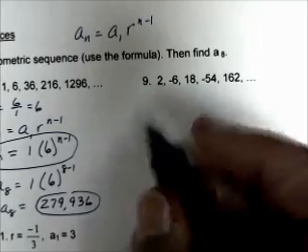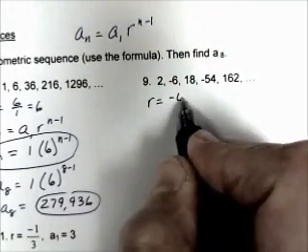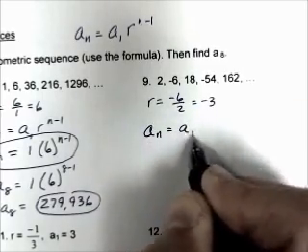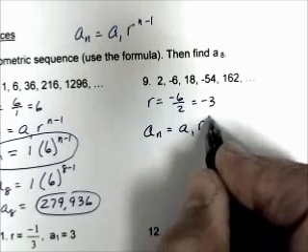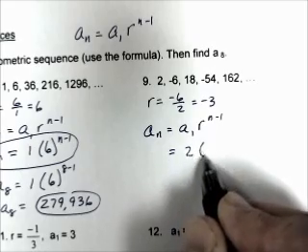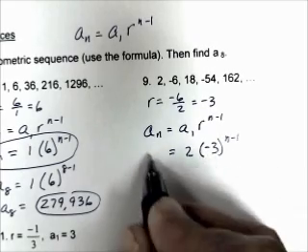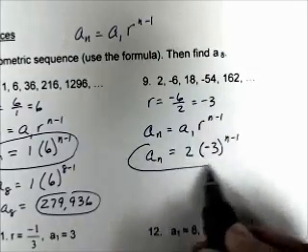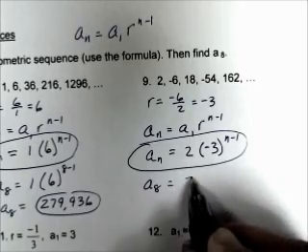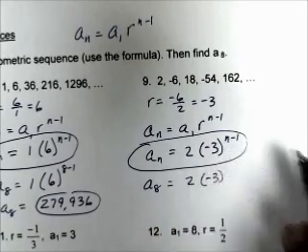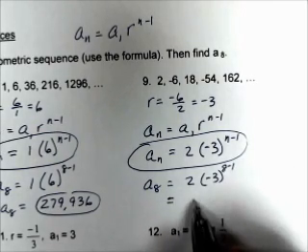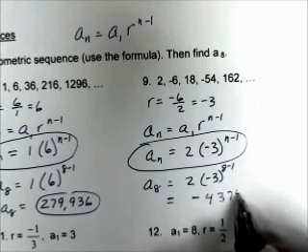Number 9. Our r value, -6 divided by 2 is -3. a sub n equals a sub 1 times r to the n minus 1. a sub 1 is 2. r value is -3. This is our rule. The 8th term is 2 times -3 raised to the 8 minus 1, which is 7. -4,374.